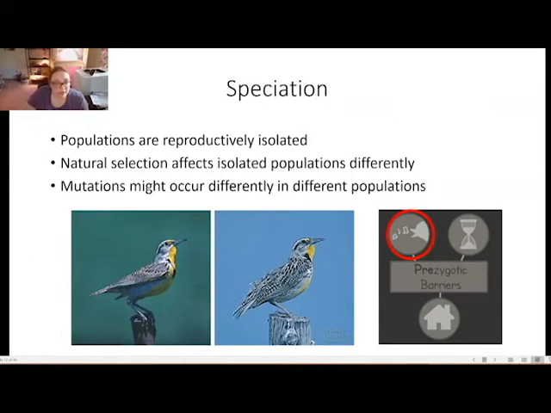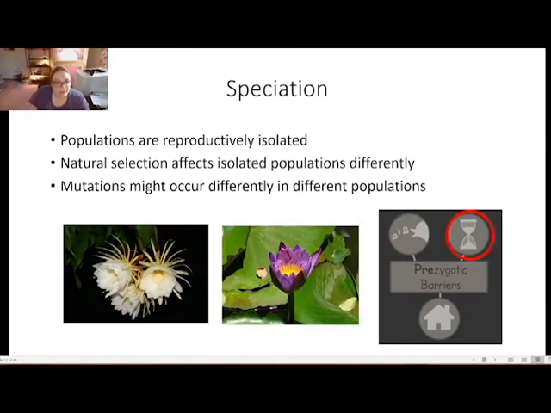Another prezygotic barrier is timing, and this is called temporal isolation. This is particularly an issue for plants. It's not really an issue for animals. But for example, if a flower blooms at night and another flower blooms during the day, they are not going to be able to breed with each other. It just depends on what their preference is for what time they are able to breed.